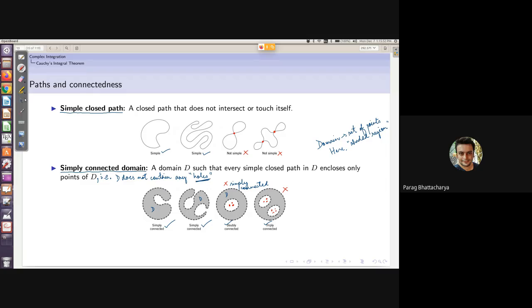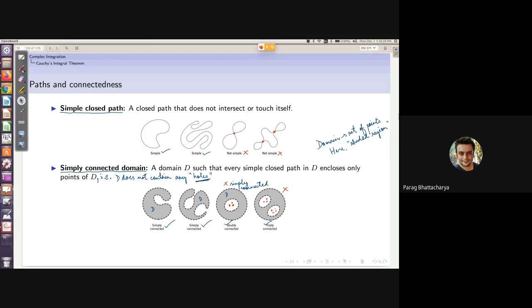So you can visually inspect the domain and find out what kind of connectedness it has just by looking at the number of holes. If there is one hole, then it's a doubly connected domain. If there are two holes, it's a triply connected domain. In general, if there are n holes, it will be n plus one fold connectedness. Here, how many holes are there inside this domain? Zero holes. So it is a simply connected domain, or one-fold connectedness.